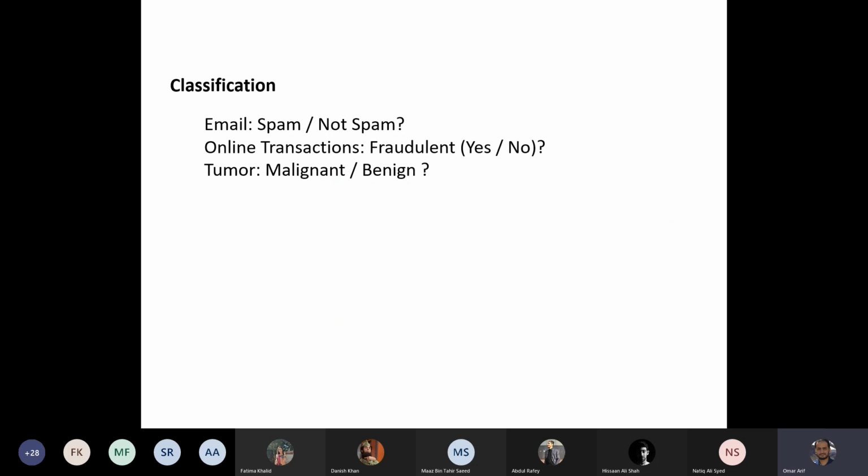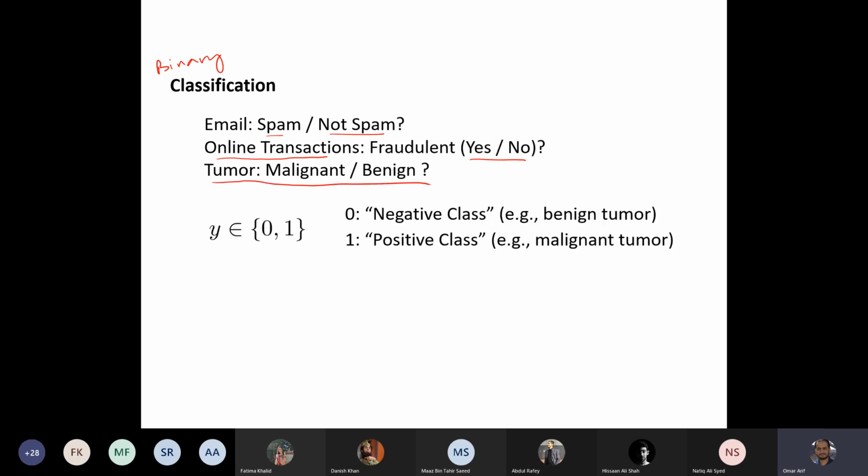Some examples of binary classification. Based on the email text, classifying the email into spam or not spam is a binary classification problem. Whether an online transaction is fraudulent or not, yes or no, is again a binary classification problem. Similarly, whether a tumor is malignant or benign is a binary classification problem. As I mentioned before, it can have either 0 or 1 value.